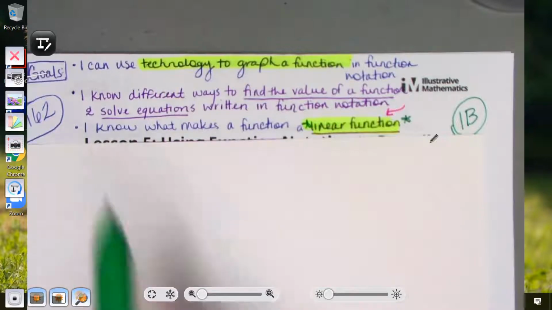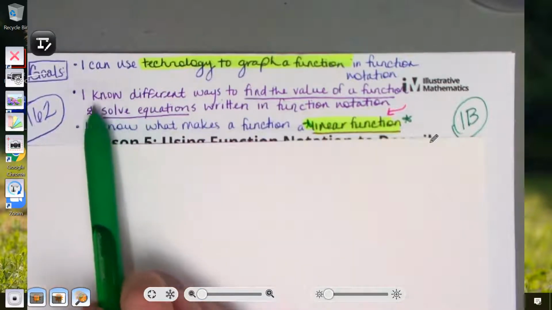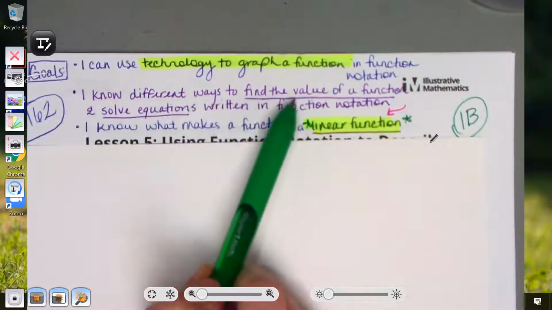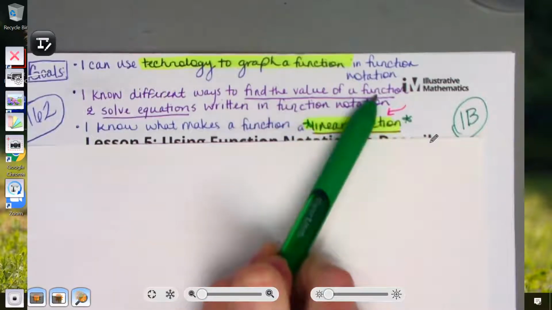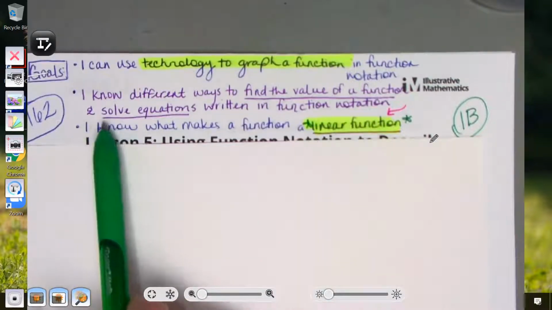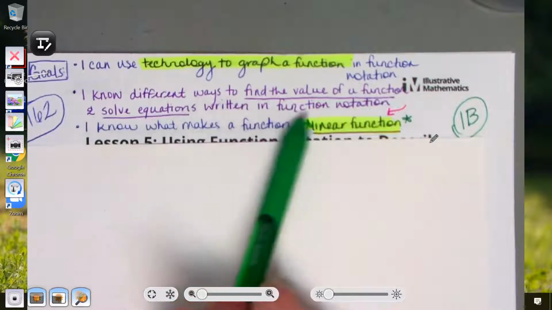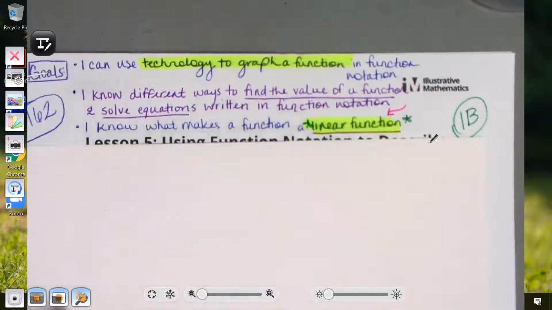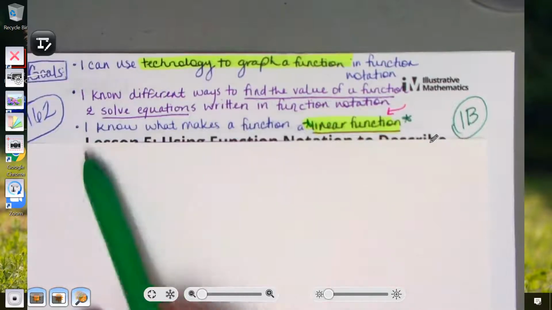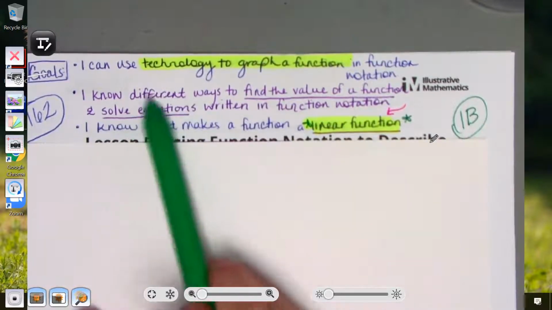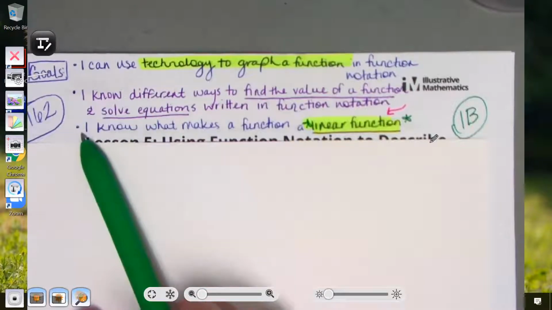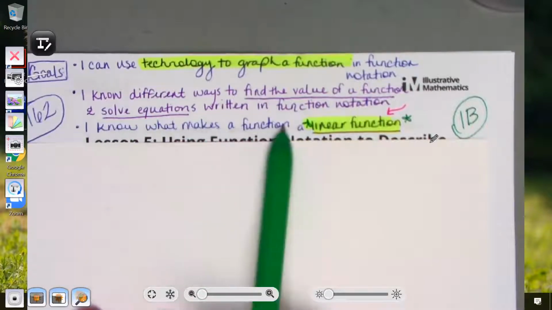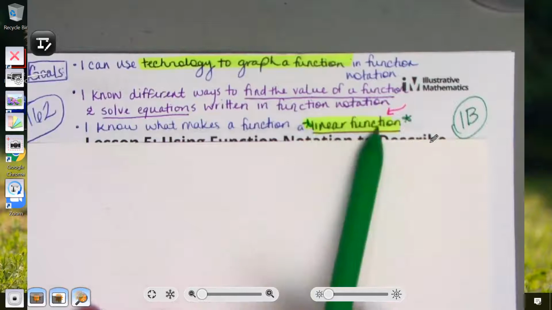All right. This is continuing on from the last lesson. We're going to know different ways to find the value of a function and solve equations written in function notation. So basically solving either for the input or solving for the output in that function, which we already did in that first lesson, and know what makes a function a linear function.